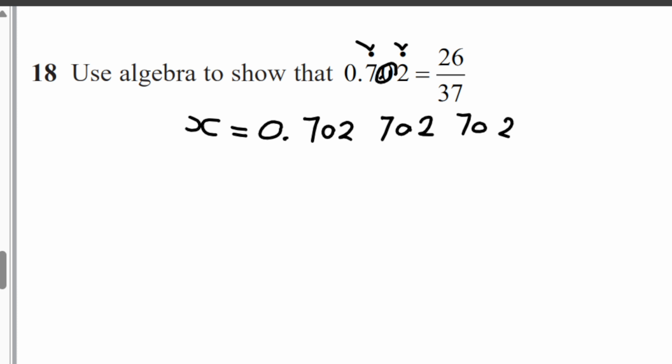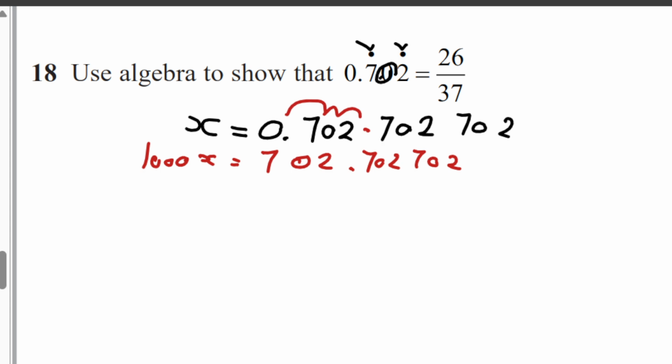Now, clearly, if we took these 3 out, the fraction will be the same, isn't it? So what I will do, I'll multiply by 1000. So 1000x equals. This will jump 3 steps because we multiplied by 1000. So 1, 2, 3. The decimal comes here. So we'll have 702.702, and it repeats.